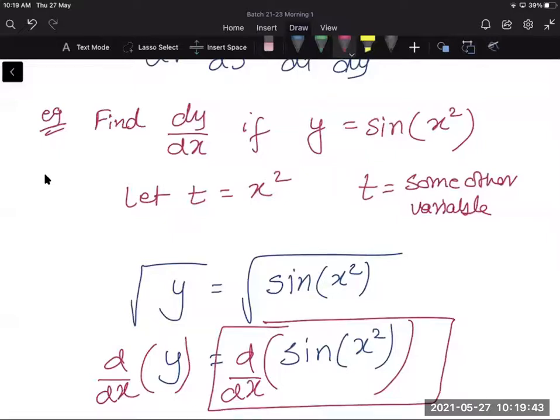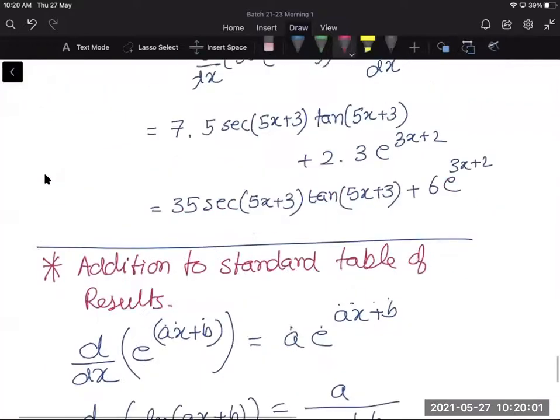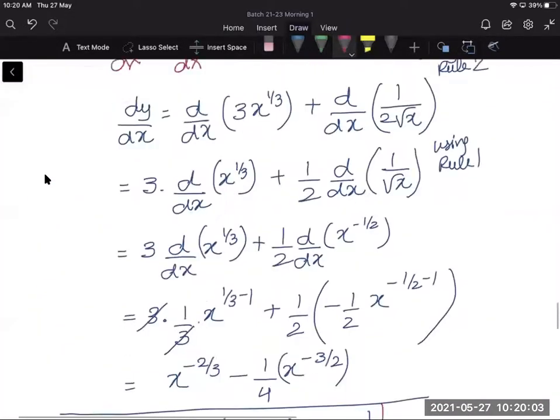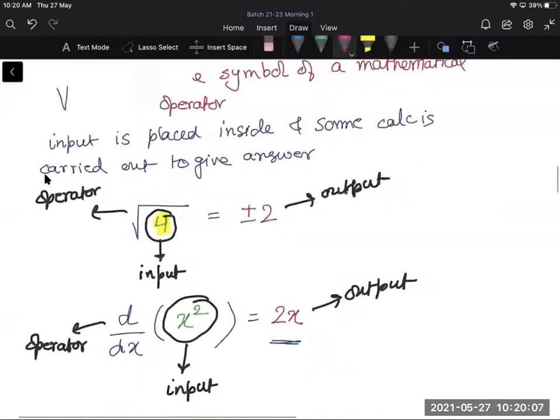It is not x square multiplied by sine x. It is not sine x divided by x square. It is not x square divided by sine x. No, it is sine of x squared. And sine of x squared exists nowhere. Sine of x square exists nowhere on the standard table of results.